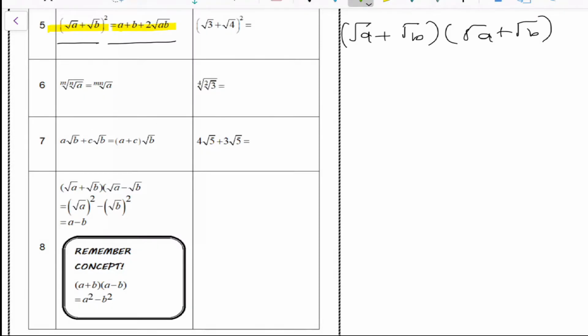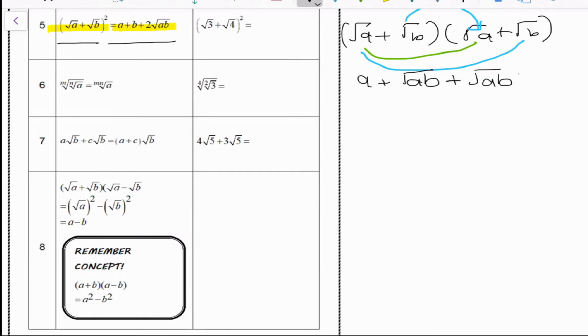Alright, so you have to expand this bracket. Surd A times surd A, recall the 4 rules just now, will give you A. Surd A times surd B will give you surd AB, plus surd B times surd A will give you another surd AB, plus surd B times surd B will give you B. So if you simplify this expression, you will get A plus B plus surd AB plus surd AB will give you 2 surd AB.